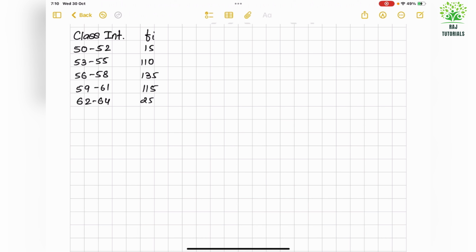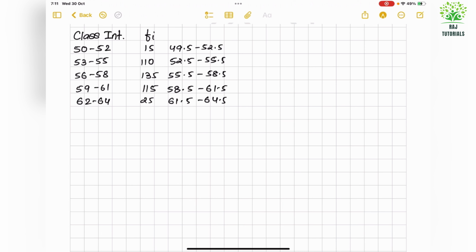See, 50 to 52, then 53 is there. So what I will do is subtract 0.5 from the lower limit and add 0.5 to the upper limit. So it will become 49.5 to 52.5. In 50 I subtracted 0.5, so 49.5, and in 52 I added 0.5, so 52.5. In the same way I have done it for all, so the class interval becomes continuous.